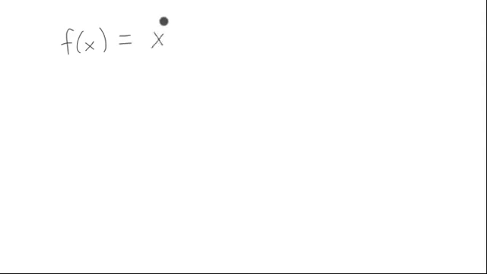How can we tell algebraically that a function has an even symmetry or an odd symmetry? Well, let's look at an example. Suppose we have f of x is equal to x squared plus the absolute value of x, maybe plus 1. All right, so let's look at this one.